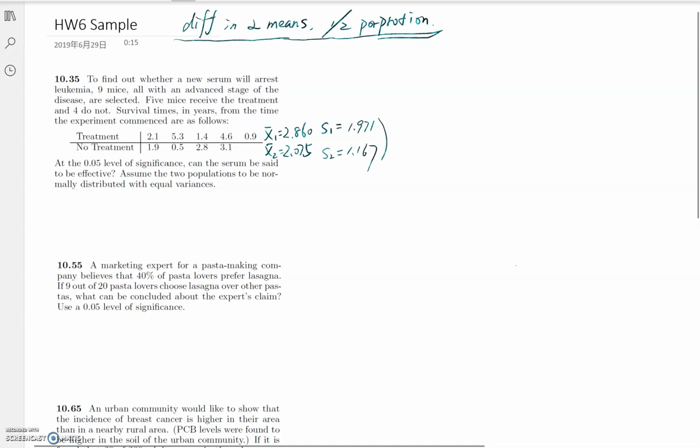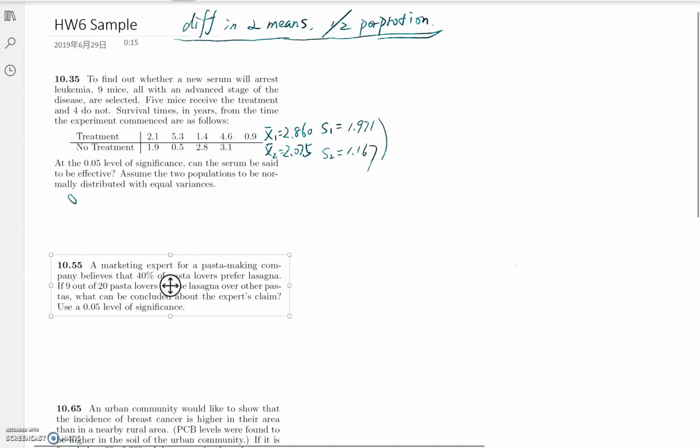To find out whether a new serum will arrest leukemia, 9 mice, all in an advanced stage of the disease, are selected. 5 mice receive the treatment and 4 do not. Survival times in years from the time the experiment commenced are as follows. Here I already have the mean and the standard deviation. At the 0.05 level of significance, can the serum be said to be effective? Assume the two populations to be normally distributed with equal variances.